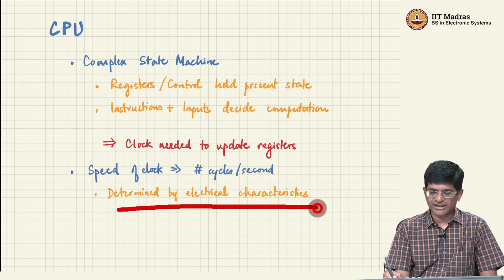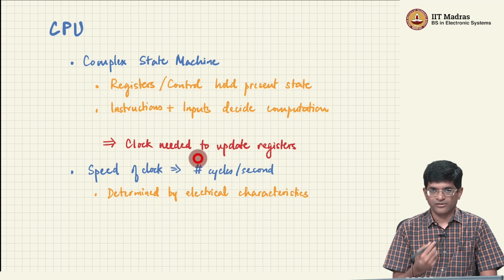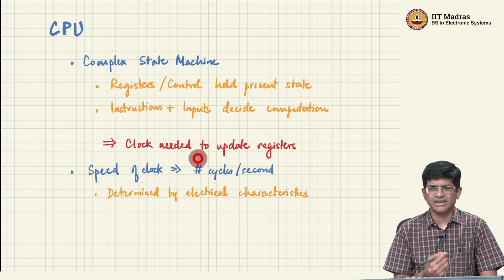So the electrical characteristics which you would come across in the course on digital design are ultimately what determine the speed at which a given circuit can work. For now, all that we care about is there is a number associated with each clock, which is the number of cycles per second. On the face of it, the first guess would be that we would like that number to be as large as possible, and we would also like to understand what the limitations are. Why would we not want it to be as large as possible?